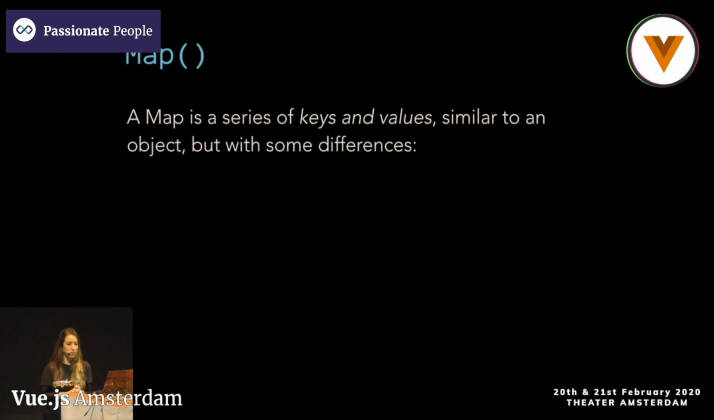A map is a series of keys and values, similar to an object, but with some main differences. There's a bunch of differences, but I'm going to talk about the ones that are most pertinent to Vue 3.